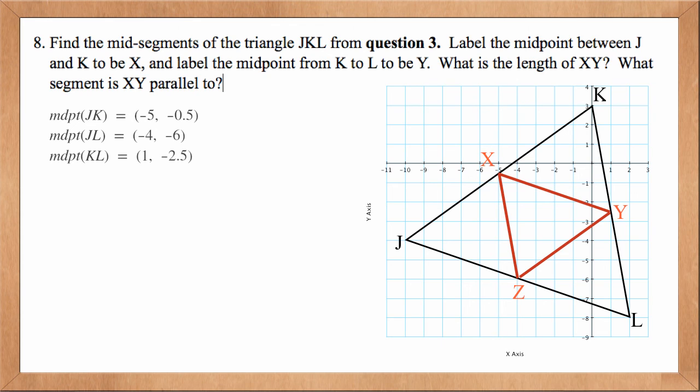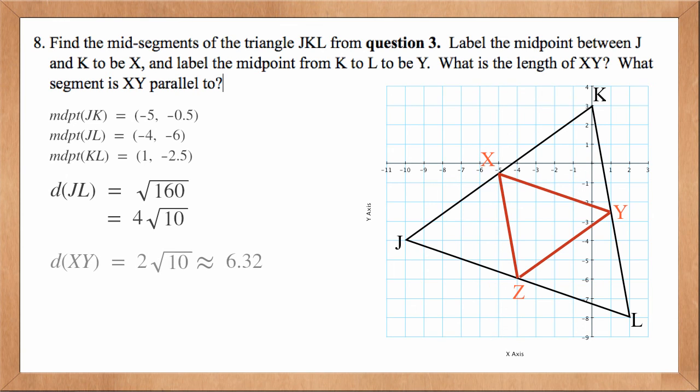Since XY is the mid-segment of JL, and we found the distance of JL in question 3, we got 160, and that reduces to 4 square roots of 10. The mid-segment is half as much, so the length of XY is 2 square roots of 10, which is approximately 6.32. Last question, what segment is XY parallel to? Well, XY is parallel to segment JL. And that finishes off question 8.